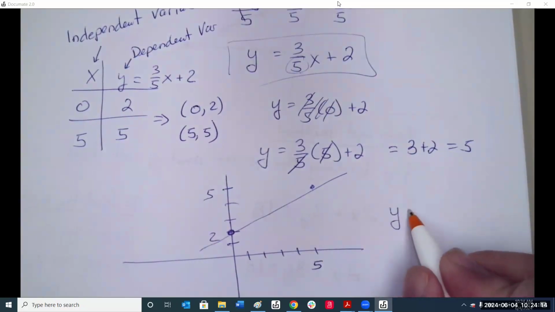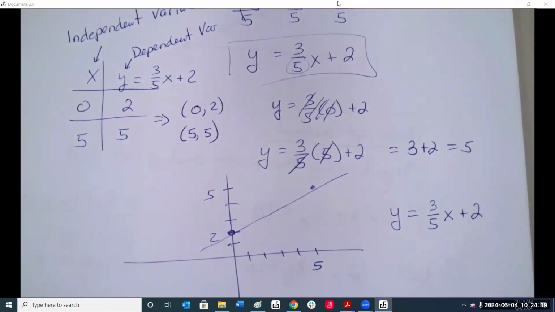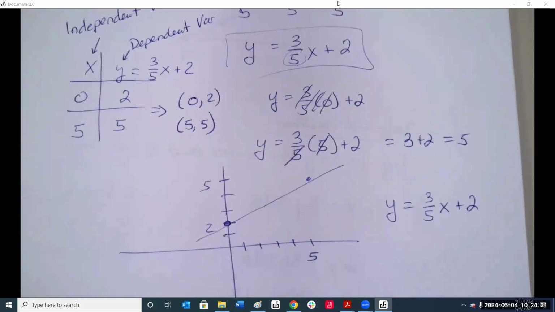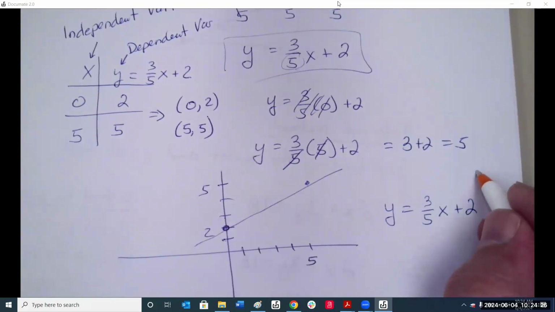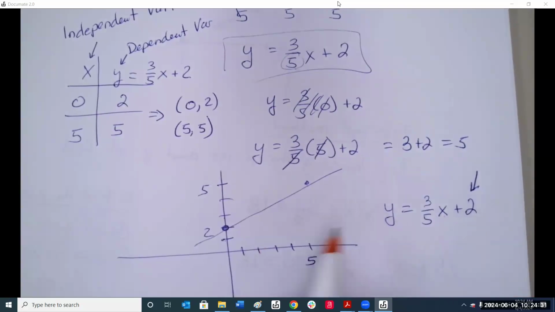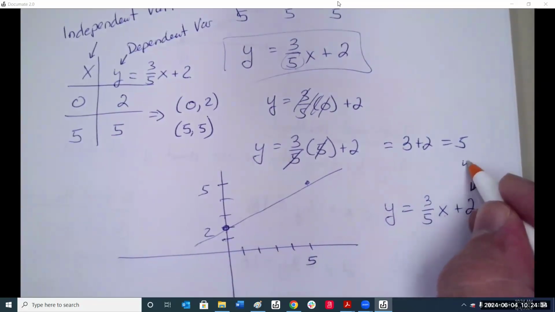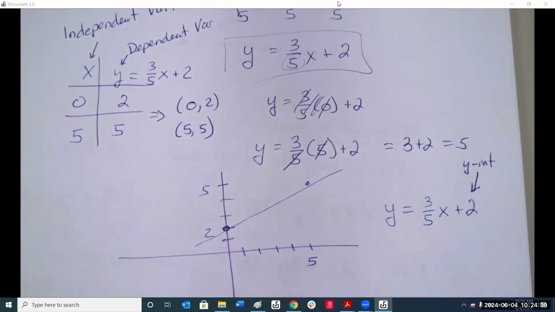When we solve for y, we get this equation. Only works for linears. You notice that this number here, whenever we put x being 0, it gives us the y-intercept. So the constant number, when you solve for y, the number that doesn't have any x around it, is always your y-intercept. The constant of an equation will always be the y-intercept.